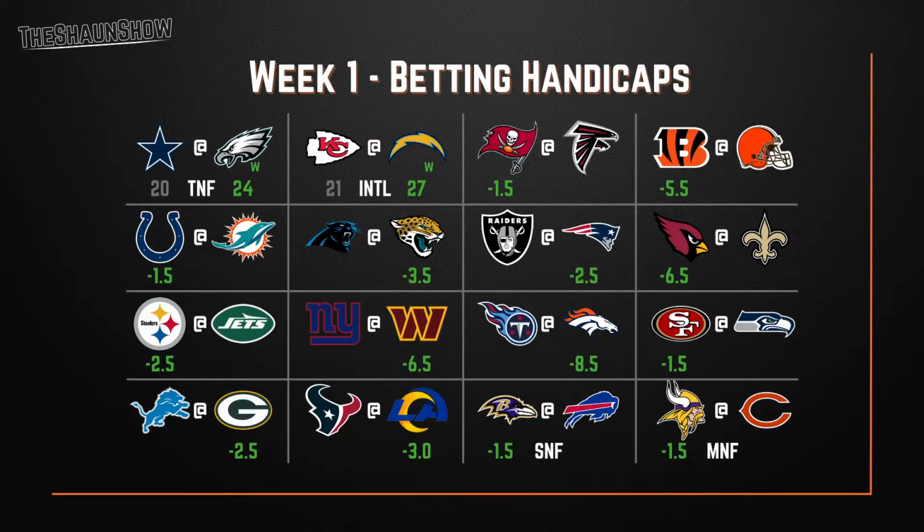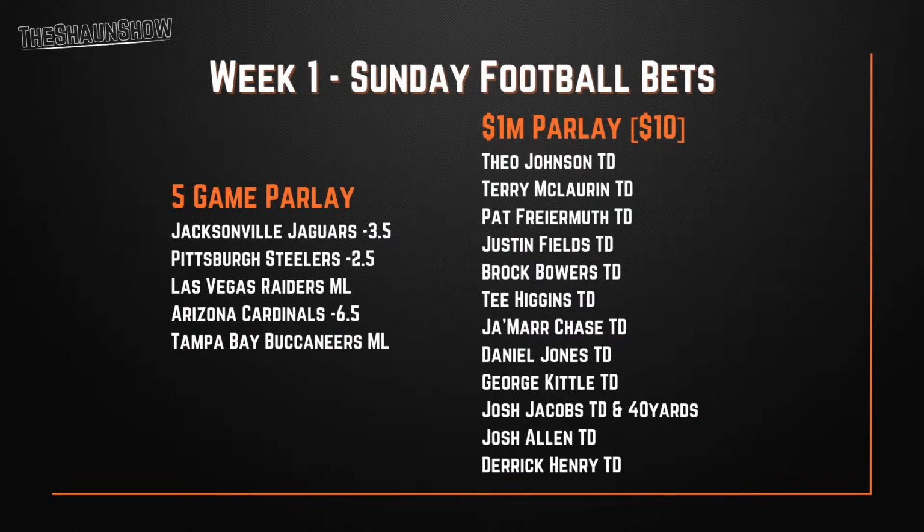Nice. Now, the only thing we do need to talk about is our bets, so let's get on to it very quickly. Our 5-game parlay for this week is the Jacksonville Jags at -3.5, Pittsburgh Steelers at -2.5. We're taking Las Vegas Raiders money line right there. We are taking the Arizona Cardinals at 6.5, and we are taking Tampa Bay Buccaneers money line as well. Continuing trend from last season is that we want to become a millionaire, and we want to do it the easy way, and we want to do it a cheap way.